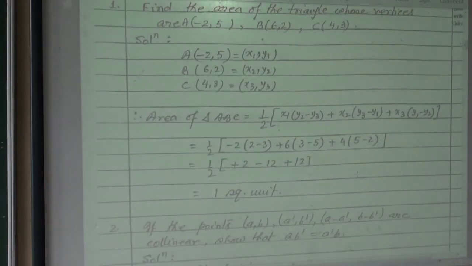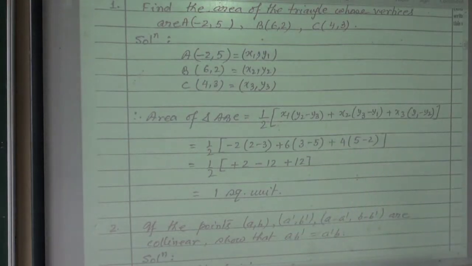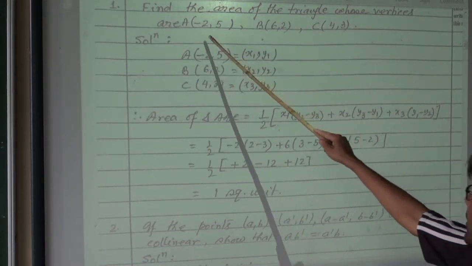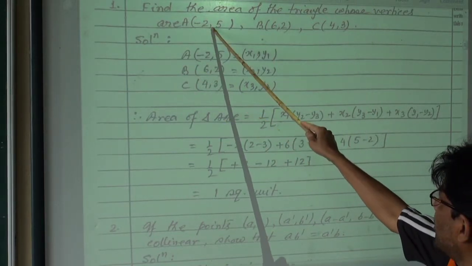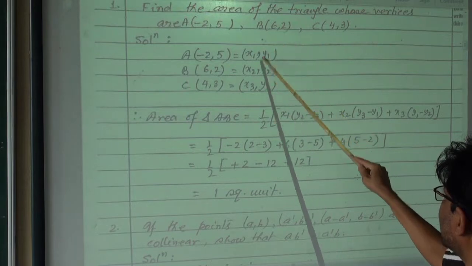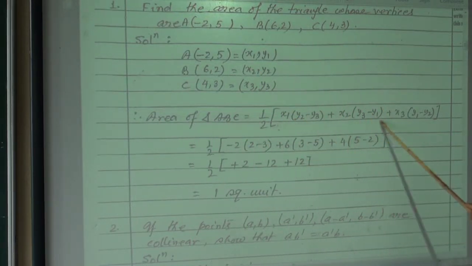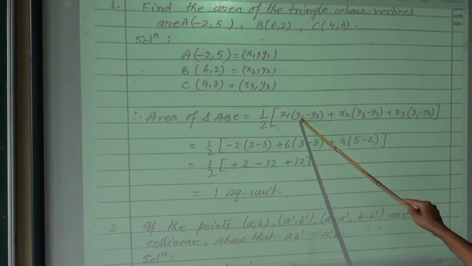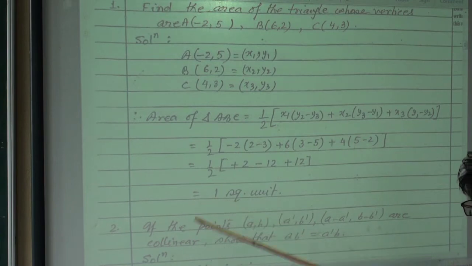Some problems, though it is not mentioned in the syllabus. The syllabus starts from straight line, but I am teaching this. Find the area of the triangle whose vertices are these. A is the first point, x1, y1. B is the second point, x2, y2. C is the third point, x3, y3. The area of triangle formula is this. Replacing the values x1, y1, x2, y2, x3, y3, just substitute and simplify. The answer is 1 square unit.